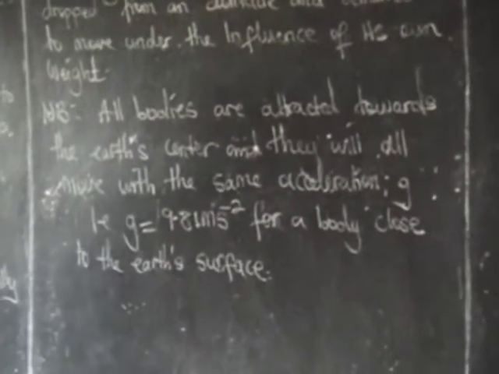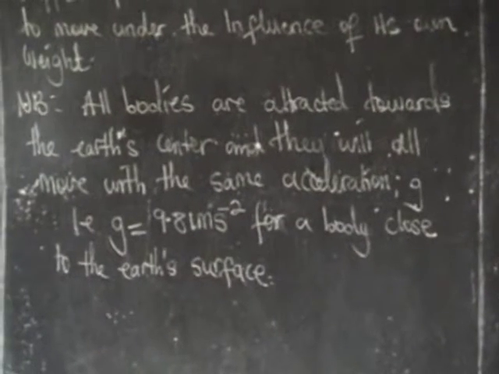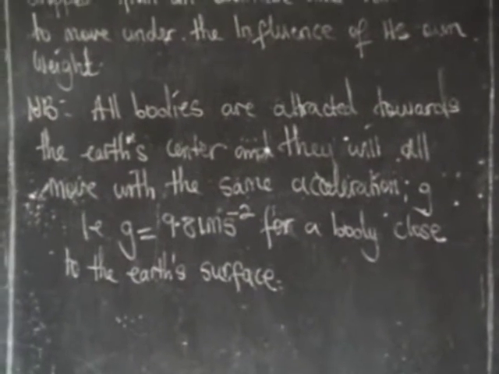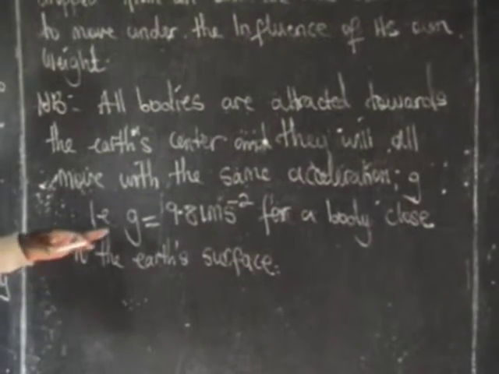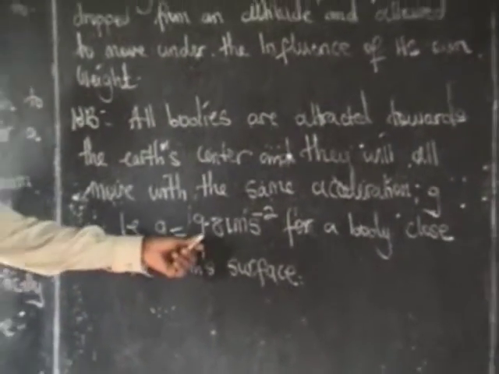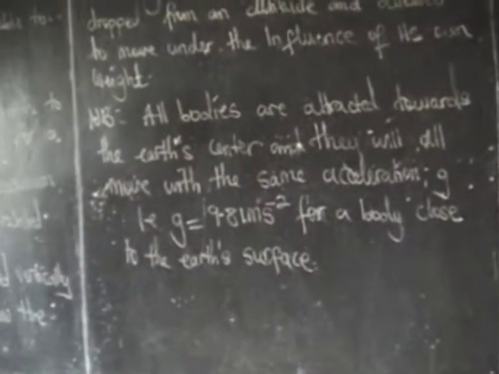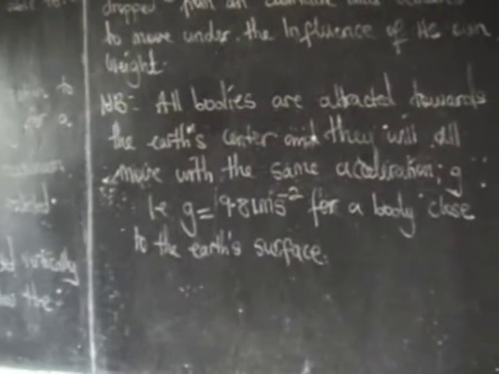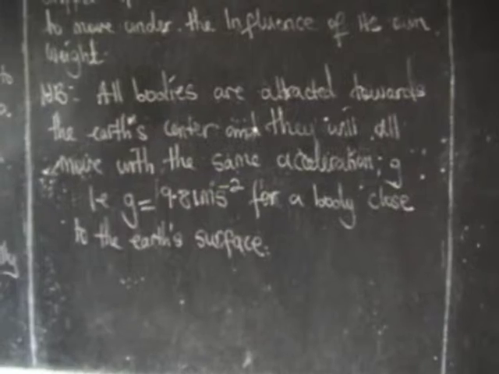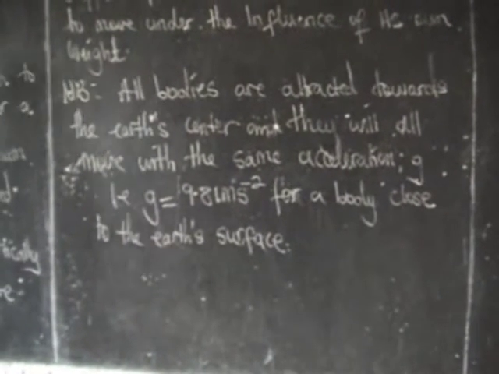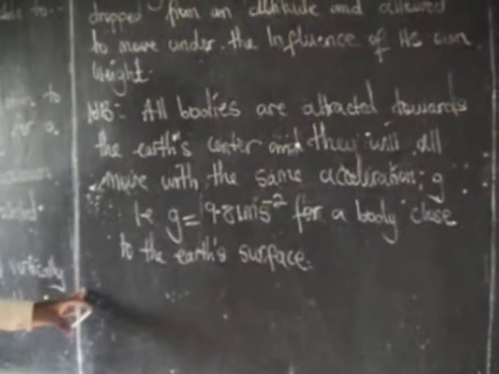So bodies will all be attracted and they will fall with the same acceleration, and that is the acceleration due to gravity. This value of g approximates to 9.81 if bodies are close to the Earth's surface. However, as you move away from the Earth's surface, the value of g changes. But for simplicity, we shall be looking at bodies dropped close to the Earth's surface.